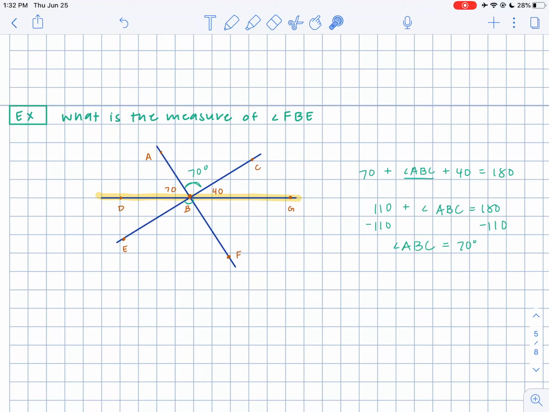So how does that help us? Well, we also just discovered that vertical angles are congruent. So if this is 70 and this is vertical or opposite, then this should also be 70. So our answer is 70 because angle FBE is 70.